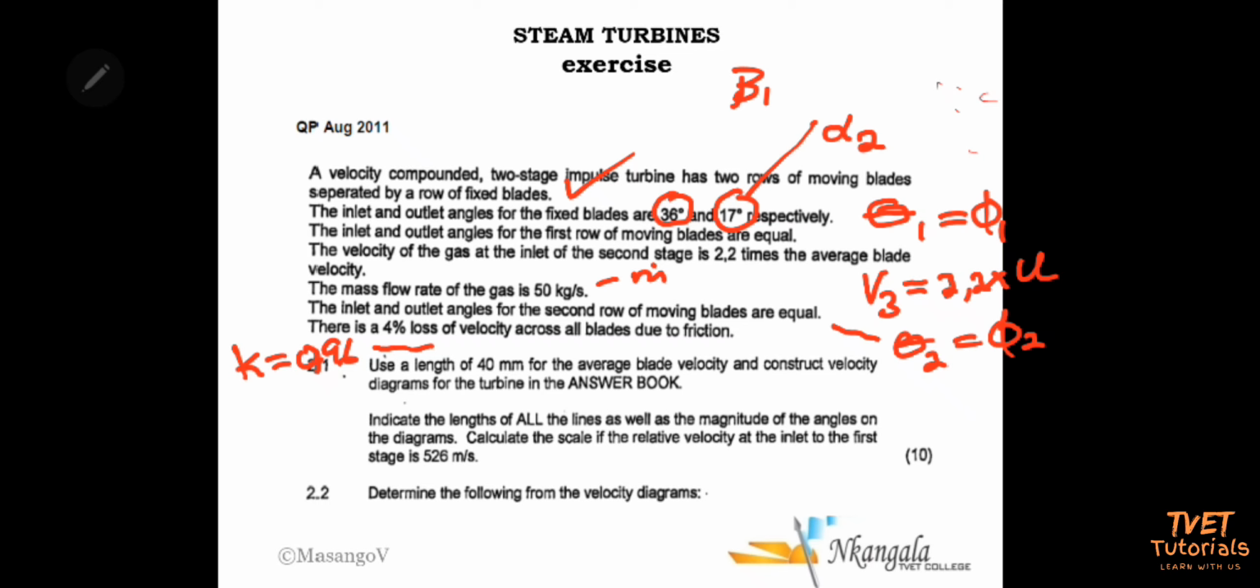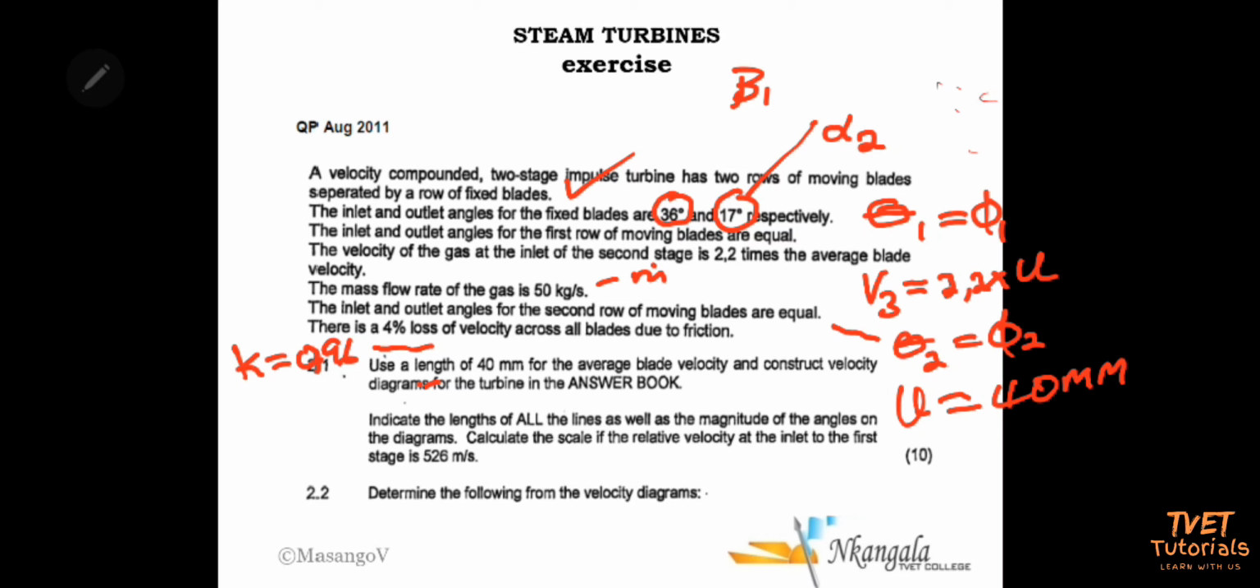Okay. So obviously this information is not enough. So, and then we read further on 2.1. It says use a length of 40 millimeter for the average blade velocity and construct a velocity diagram in your answer book. So then here they are giving you the size of U, but the size of U that is given is in millimeters, and we know that whenever we get this case, it means that the scale is not going to be given, and one of the questions would be to find the scale, right? So now this is the information we have so far.